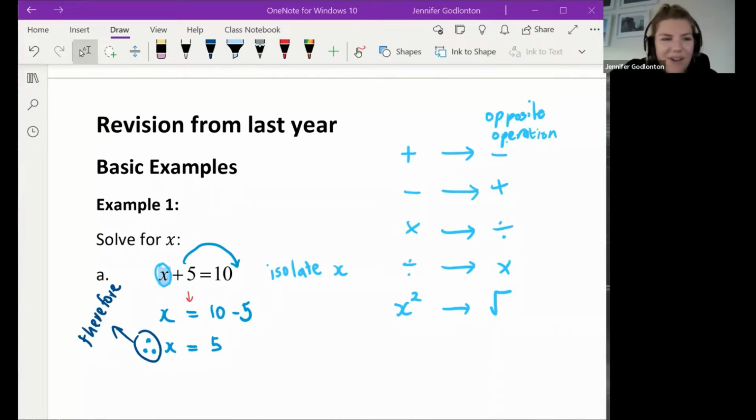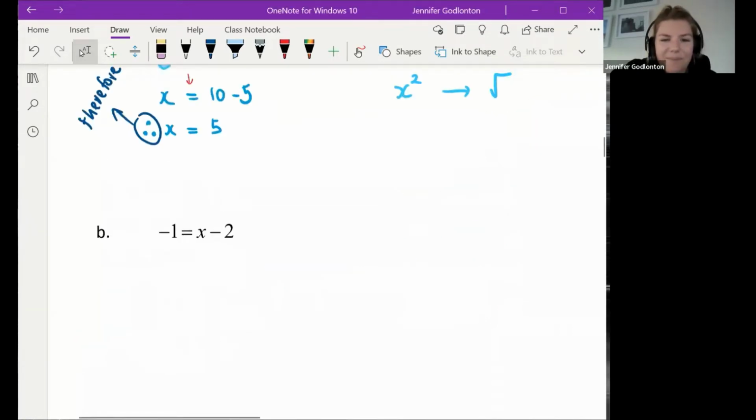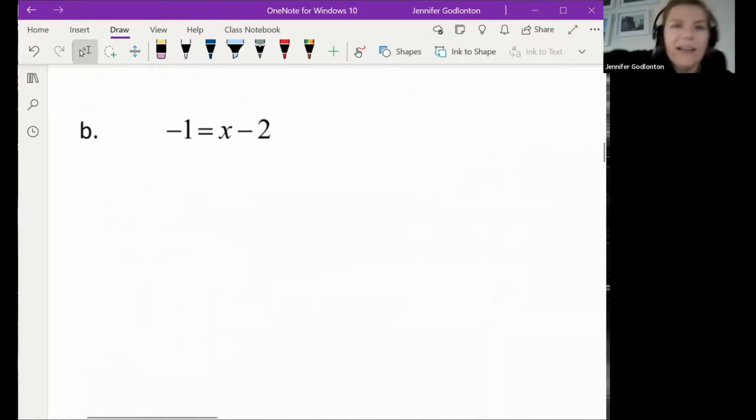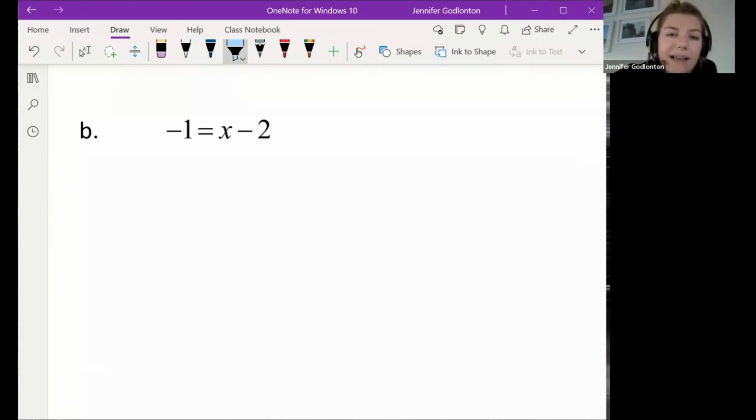All right, let's try another one. So let's look at this guy. Now, the situation here is we've got an x that's chilling on the other side of the equal sign, but that doesn't matter. It doesn't matter which side of the equal sign our x is. We can move it to wherever we want, okay? We're trying to isolate that guy, which means we want it to be alone. And if we're wanting it to be alone, we're wanting to move everything that's near it to the other side.